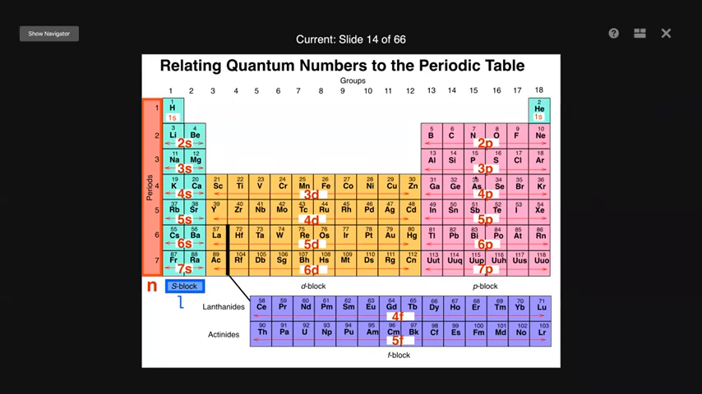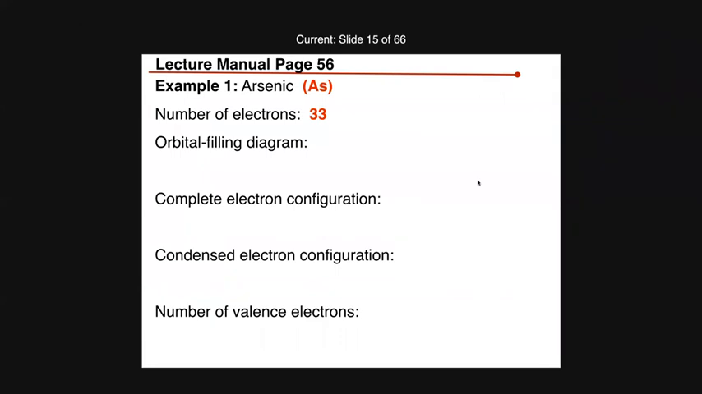So arsenic here has 33 protons, therefore it also has to have 33 electrons as well. Okay, orbital filling diagrams are going to help us see how electrons are arranged within the orbitals. If you remember from the previous lecture video, that's when you use the half arrow, spin up and spin down, right? So that is called an orbital filling diagram.